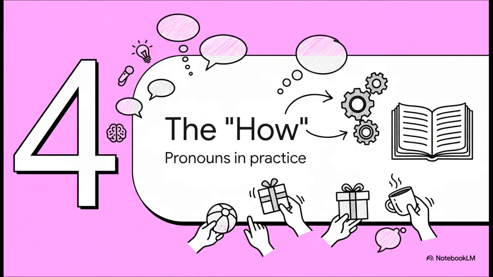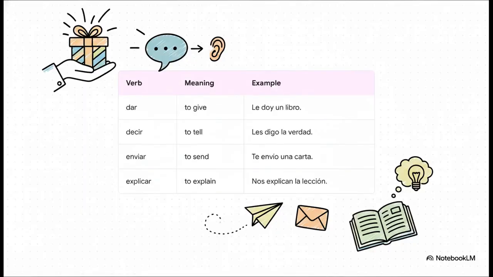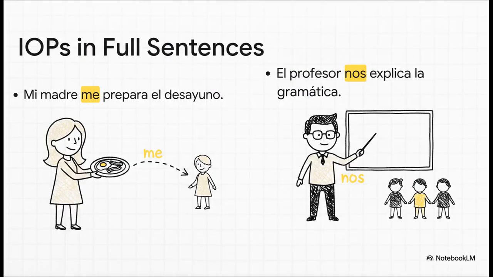Okay, enough with the rules and theory. Let's get to the fun part. Let's see how this all actually works in real life with some super common verbs. You'll find that some verbs are basically best friends with these pronouns. Think about verbs that involve giving, telling, or sending something to someone. Verbs like dar, decir, enviar, and explicar almost always have a recipient, which means they almost always need an indirect object. Let's look at some full sentences.